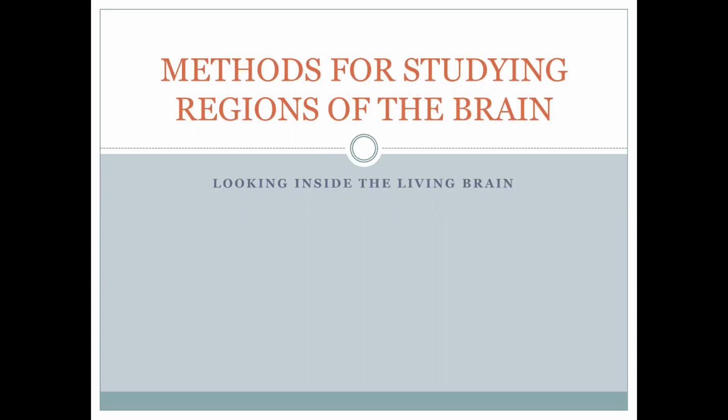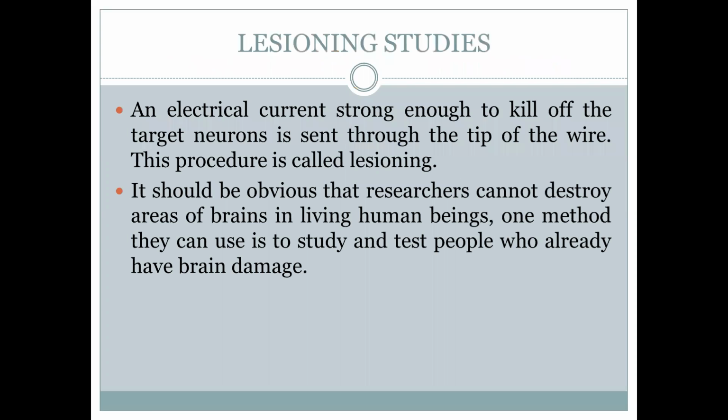To study all these factors, there are certain studies which provide an interesting look at the structure and function of specific regions of the brain. How do they study? Lesioning. An electrical current strong enough to kill off the target neurons is sent through the tip of the wire. This procedure is called lesioning.